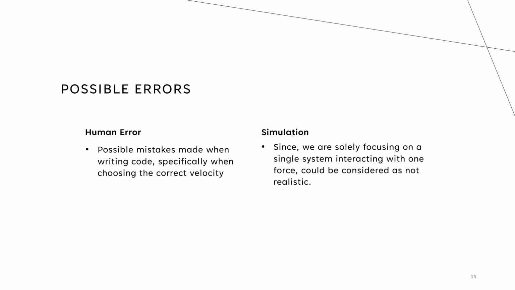Okay, and for possible errors, first up we have human error. I could have maybe picked a better x and y component for the ship's velocity. That's all there is to it. And simulation. We aren't accounting for every single force, but we are accounting for the main forces in the simulation, but in reality it could differ wildly.